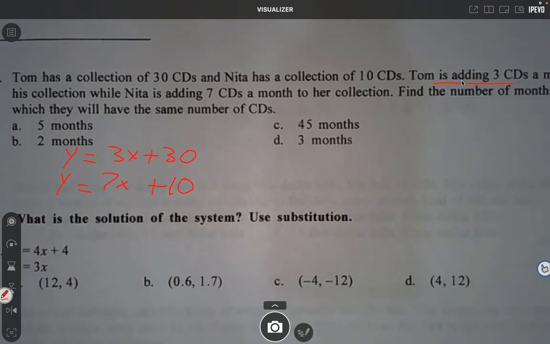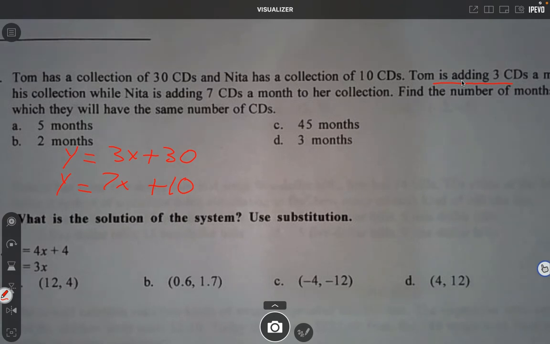Some people just plugged in the numbers to see when they equal. So like if you plug in 5, what's 3 times 5 plus 30? 45. What's 7 times 5? 7 times 5 is 35, plus 10 is 45. Did that equal? It's an answer. That was the answer. So some people just did that. Okay, that's probably the easiest way to tell you.